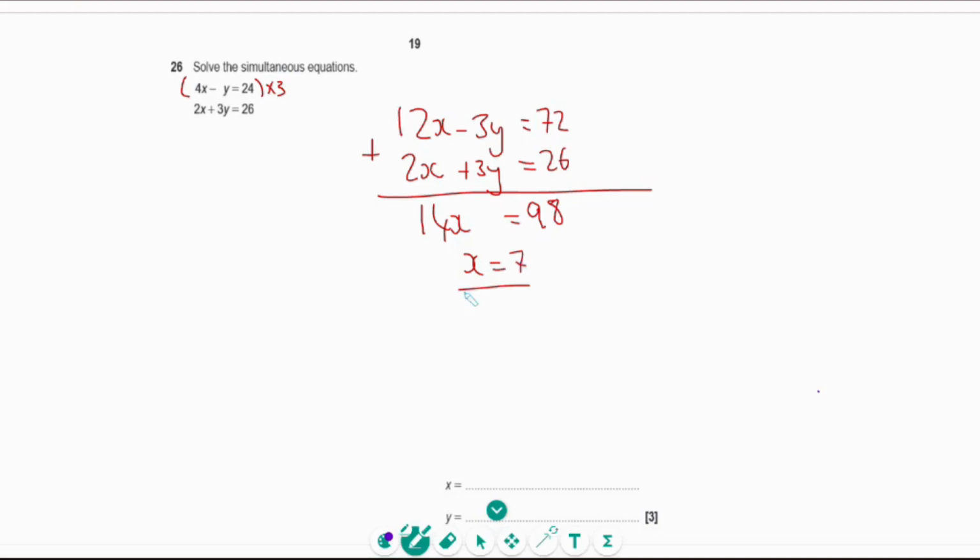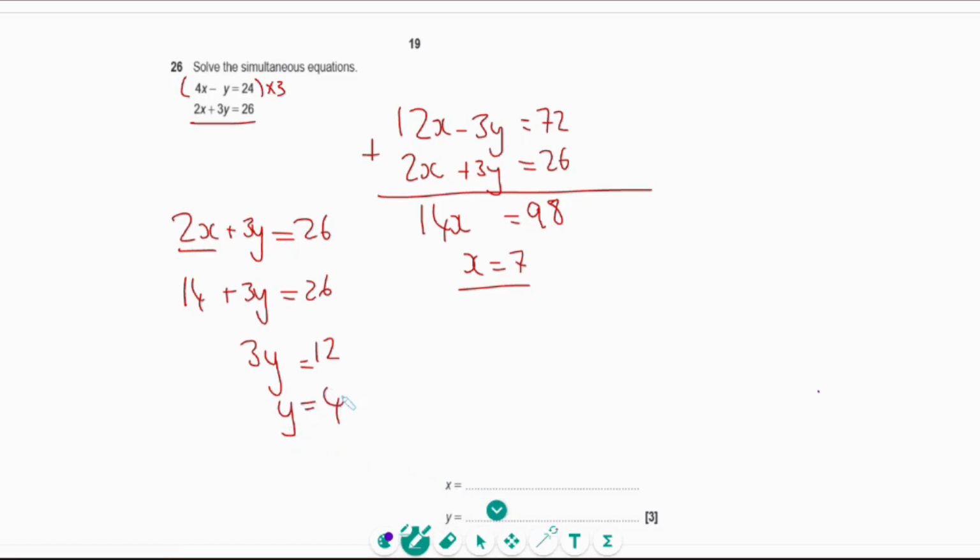I'm going to substitute that into the bottom equation here to get what y is. So I know 2x plus 3y equals 26. 2 times 7 is 14. So I need to take 14 off both sides to give us 3y is 12. Divide both sides by 3 gives us y is 4.